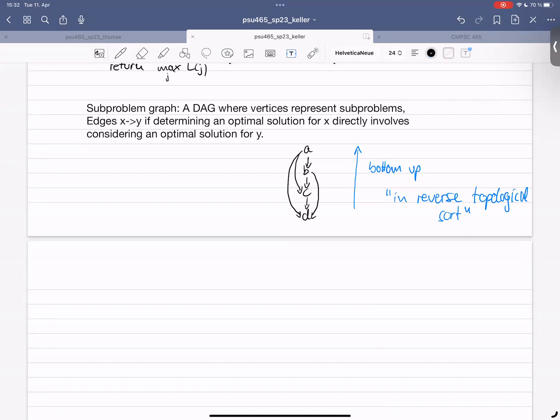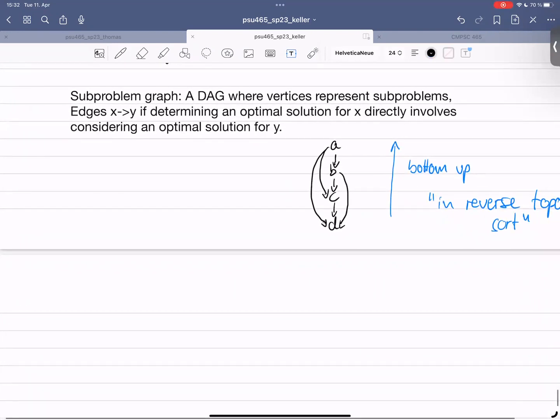So a quick note about the complexity of solving such a subproblem graph in reverse topological sort. The time to solve a subproblem, considering the subproblem graph, typically is proportional to the number of outgoing edges, because it's all the subproblems that it depends on. In the longest increasing subsequence, that simply meant that we have to look at all the predecessors and take the maximum. So we had to look at all these edges, and the time will be proportional to the number of such edges.